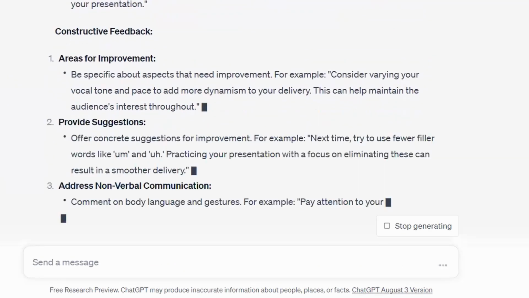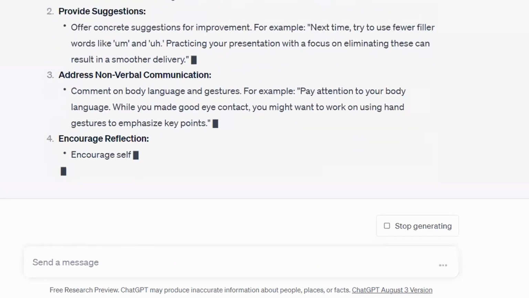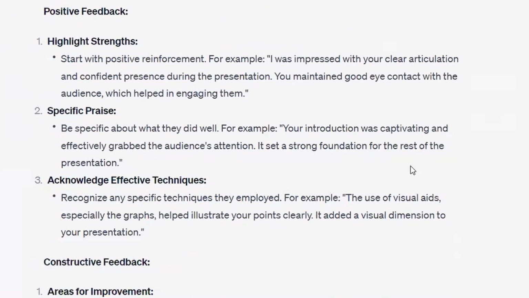Okay, so it goes through and gives a bunch of different possibilities here. It talks about positive feedback. So highlighting the strengths. Start with positive reinforcement. I was impressed with your clear articulation and confident presence during the presentation. You maintain good eye contact. So here it's talking about starting off with a strength and then specific praise. Be specific about what you did well. Like your introduction was captivating and effective.